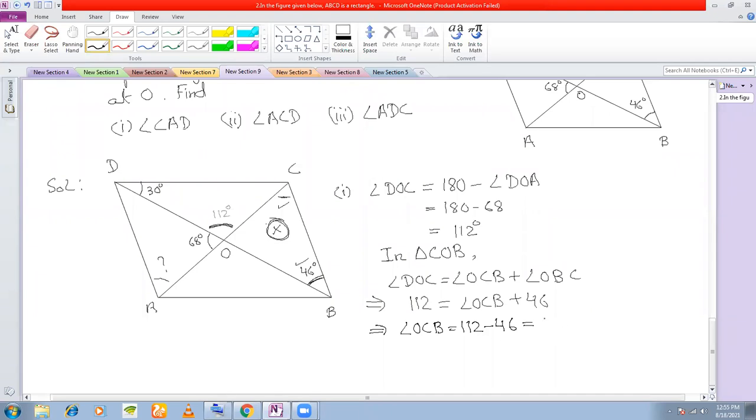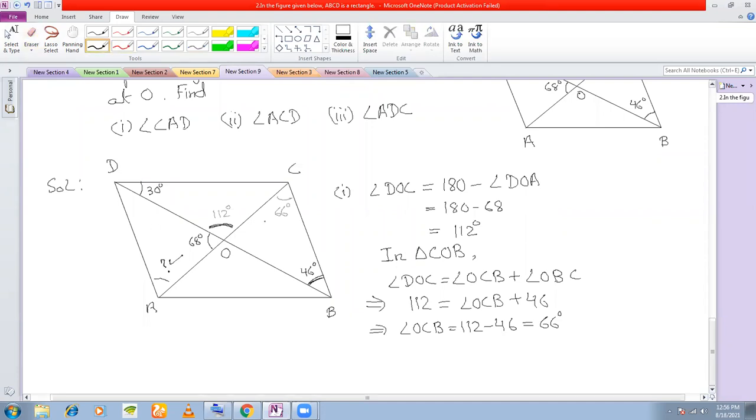Which is 66, right? So which angle have we found out? Let's mark it in the figure. So we have found out this angle. How much have we found out? 66 degrees. Now, which angle do we need to find out? We need to find angle CAB, this angle, right? We are supposed to find this angle.